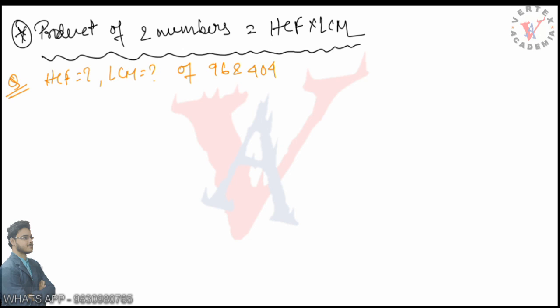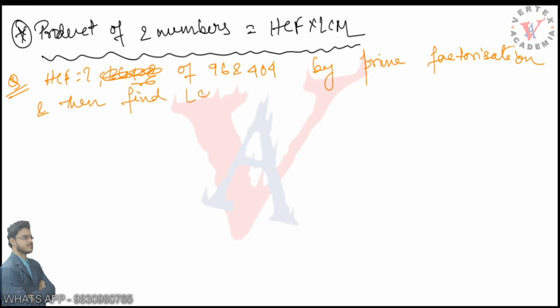Oh, okay, sorry. We have to find the HCF by prime factorization and then find the LCM. So basically, first we have to find the HCF, and with the help of the HCF we have to find the LCM. So let us take 96 here. Let us factorize it.